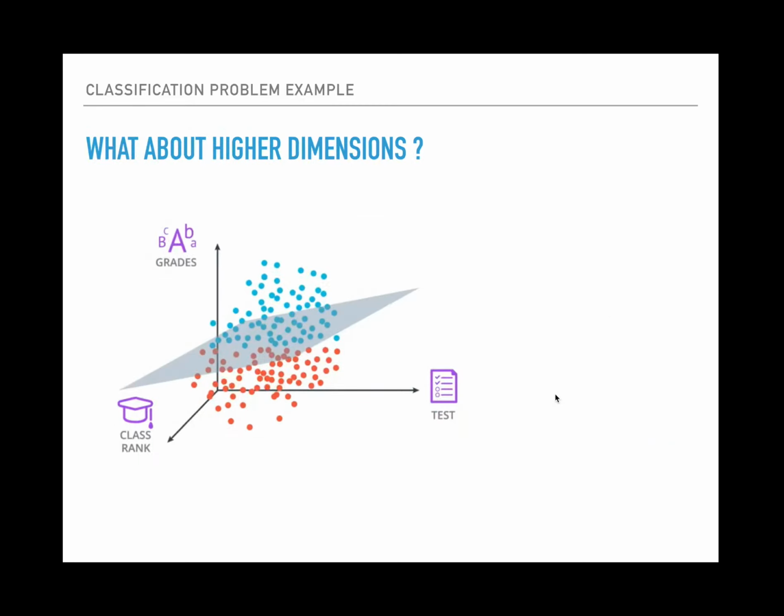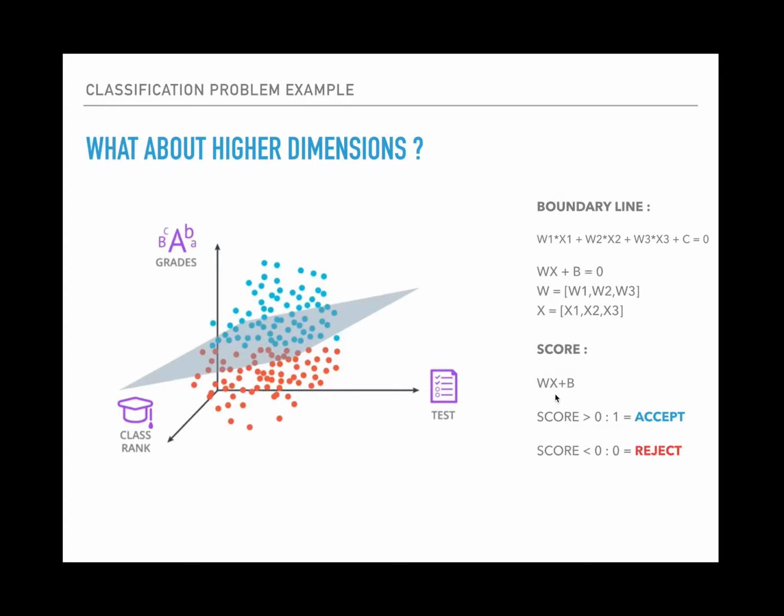Say the university accepts class rank also. So we will form a 3D plane, and the plane would divide the blue points and the red points, and we have three weights w1, w2, w3, and x1, x2 and x3 would be our input values. So again, same equation wx + b, and if the score is greater than 0, we label it as 1, and if less than 0, we label it 0 and reject.